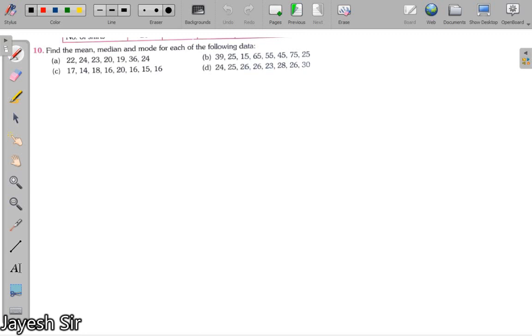Next is question number 10. You have to determine mean, median and mode for each of the following. Okay, so I will do one part, I will leave the rest to you. So I will be doing B part here. You have to determine mean, median and mode for all of these. Mean is simply add all the numbers and divide by the number of terms.